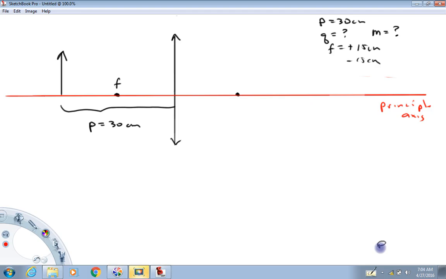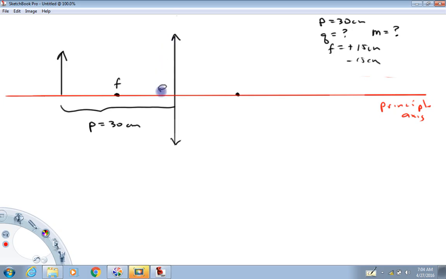The purpose of this video is to give some examples of how to use the thin lens equation combined with ray diagrams in order to predict what the image will look like for various lenses. And what we're going to do here is go through two examples in one.